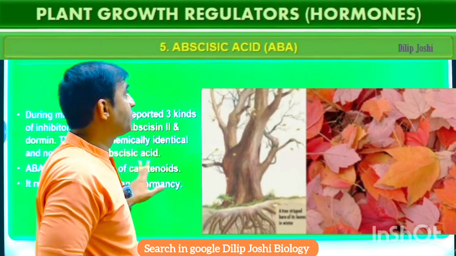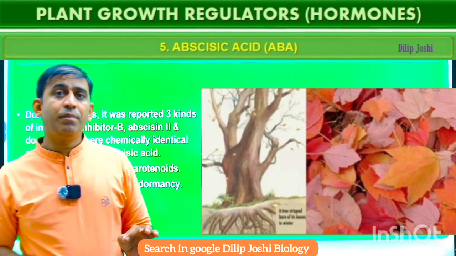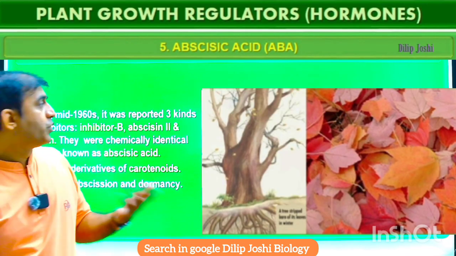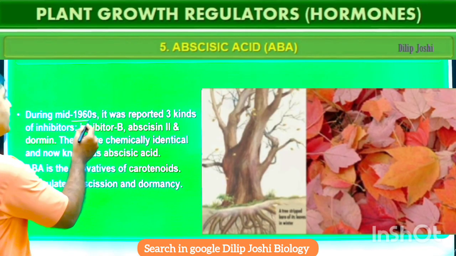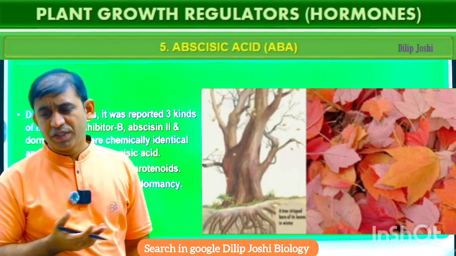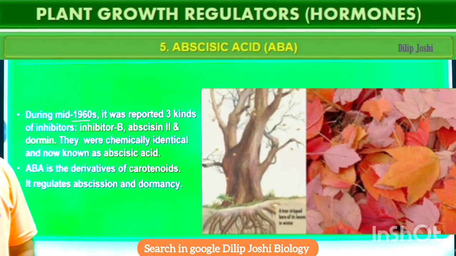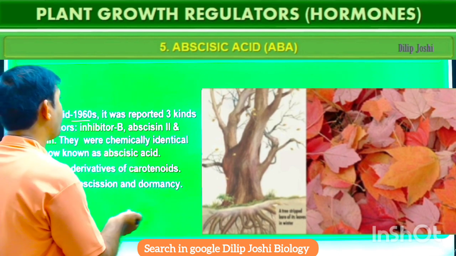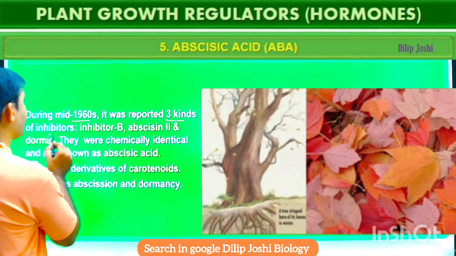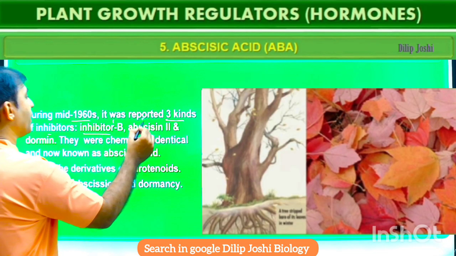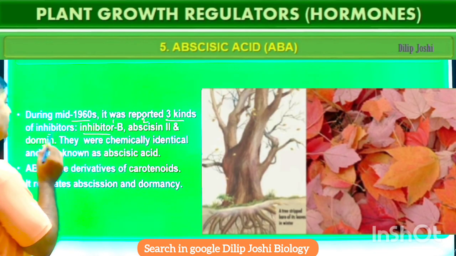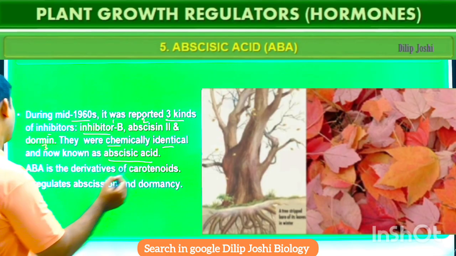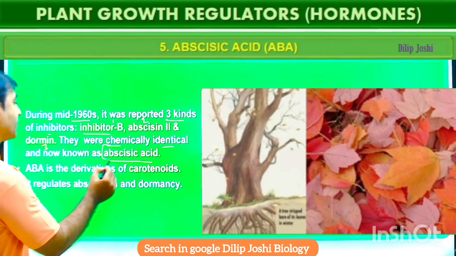If we look at abscisic acid, as I told you, it is an inhibitor, and it is also called dormin or abscisin II. During 1960, there were two scientists, Addicott and Wareing. They reported three kinds of inhibitors: inhibitor B, abscisin II, and dormin. These three chemicals were identified as identical and are now known as abscisic acid.